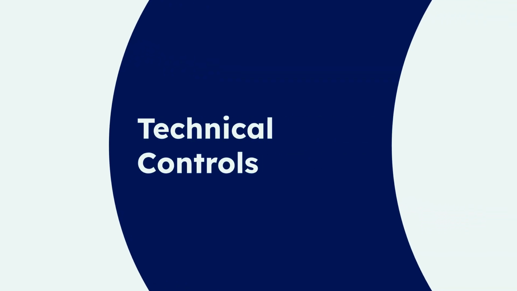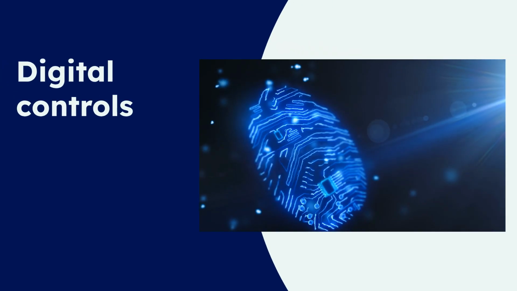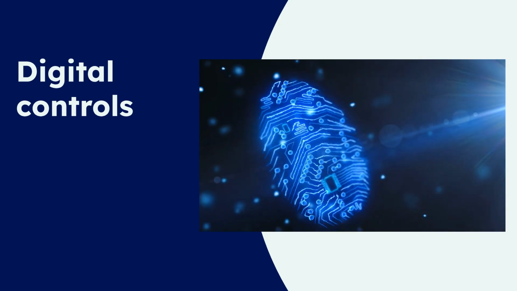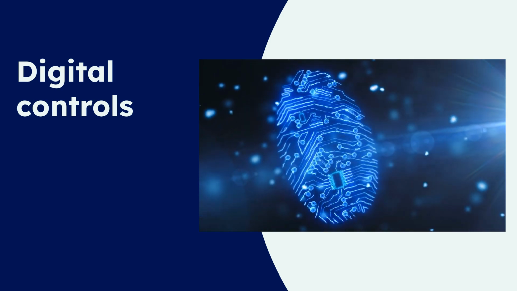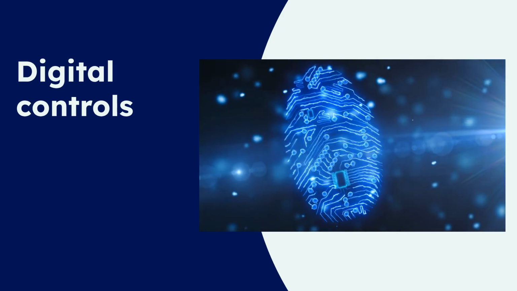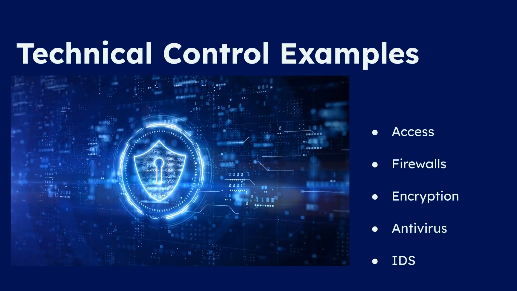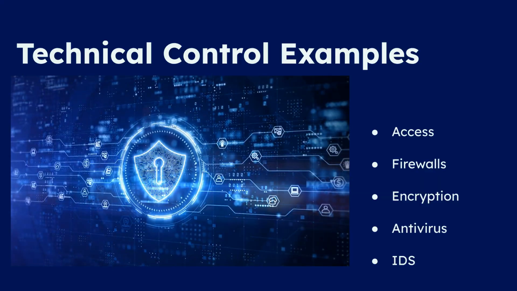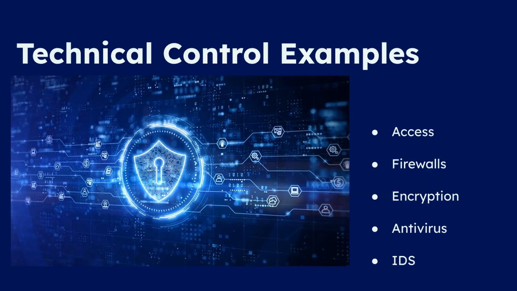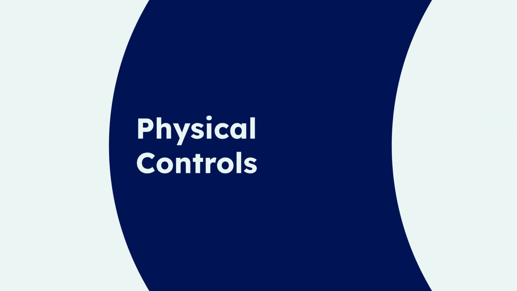Next up are the technical or logical controls, which restrict access or monitor activity. These are the controls that you may normally associate with cybersecurity. Things that restrict access or that monitor for attempts to bypass security measures. There are many examples within these controls, including access control, firewalls restricting access, encryption, and then antivirus and IDS monitoring for any malicious activity. Finally, there are physical or tangible controls.